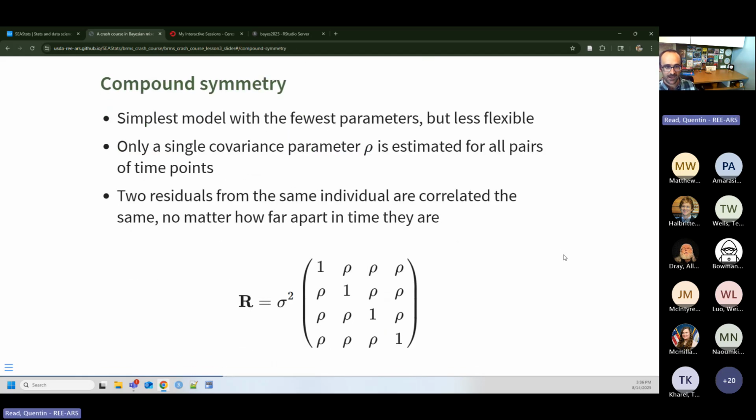How could we simplify? Well, the simplest way would be to say every pair of time points is related by the same covariance parameter. Two residuals from the same individual are correlated by the same amount, no matter how far apart in time they are. The correlation between time points 1 and 2 for an individual is exactly the same as the correlation between time points 1 and 4, for example. That's called compound symmetry.